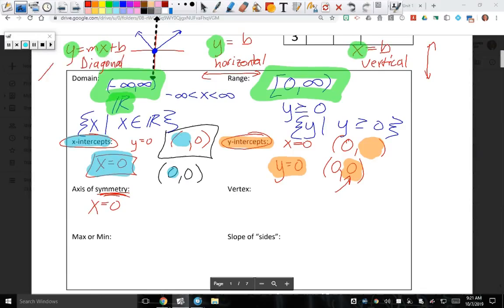It could either have a positive slope or it could have a negative slope. Just a little review-ish with that kind of stuff. Okay, the vertex. The vertex is the point at which this absolute value has no slope and will change directions. You with me? All right.